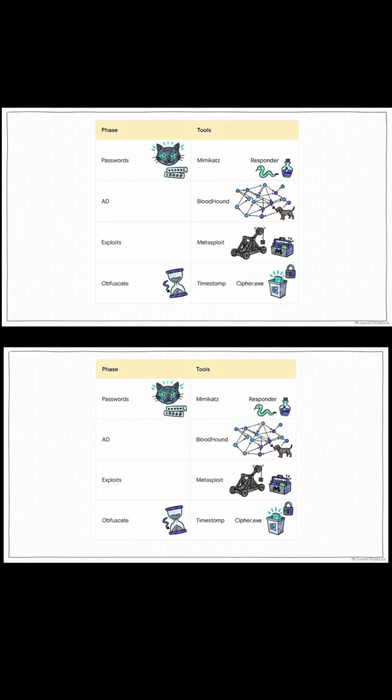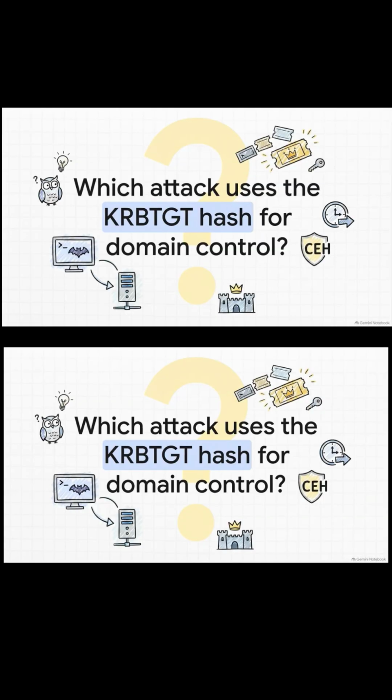Doing an Active Directory assessment? You need BloodHound. It uses graph theory to visually map out those crazy hidden attack paths. For straight-up exploitation, the Metasploit framework is king. And for trail obfuscation, we already mentioned Timestomp for metadata. But don't forget Cipher.exe, a built-in Windows tool attackers love to use to securely delete data so forensics teams can never recover it.